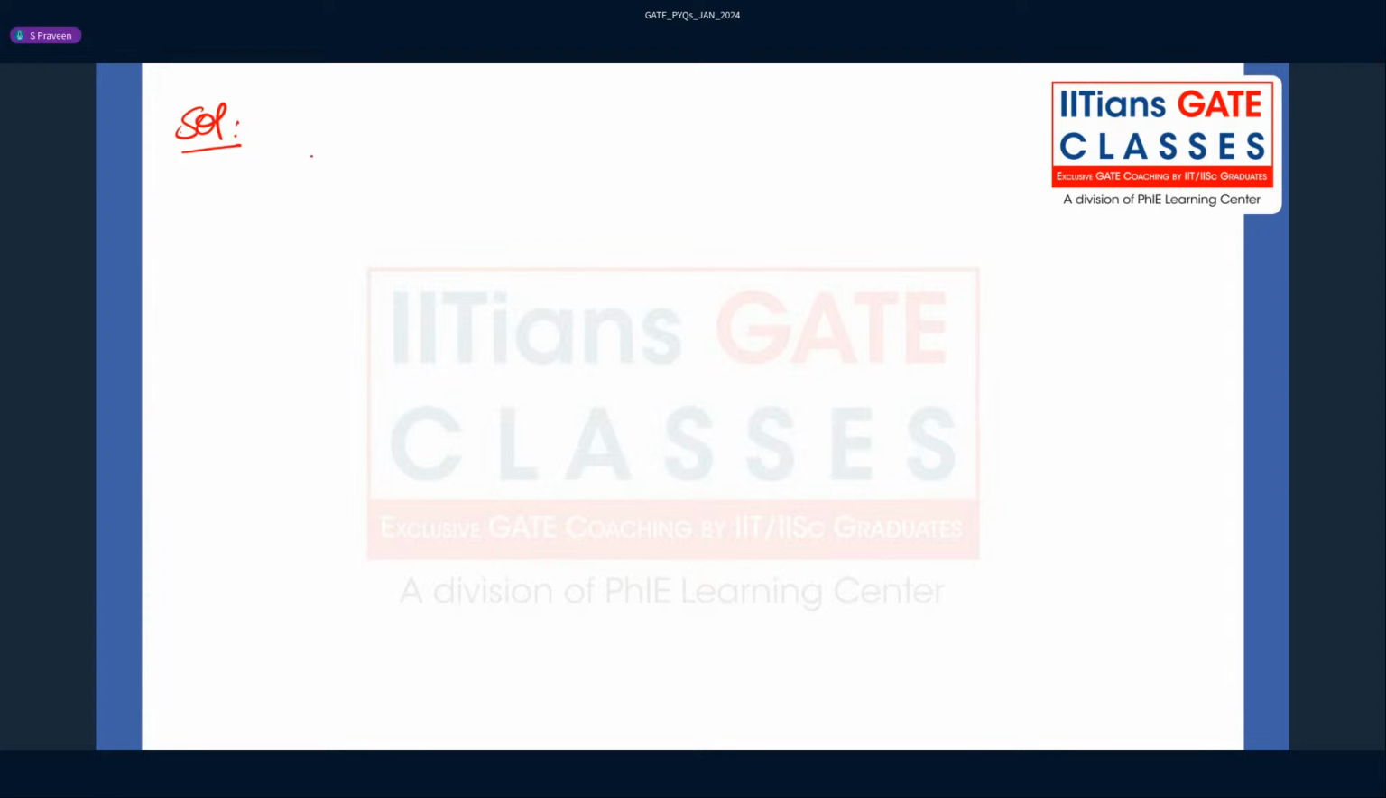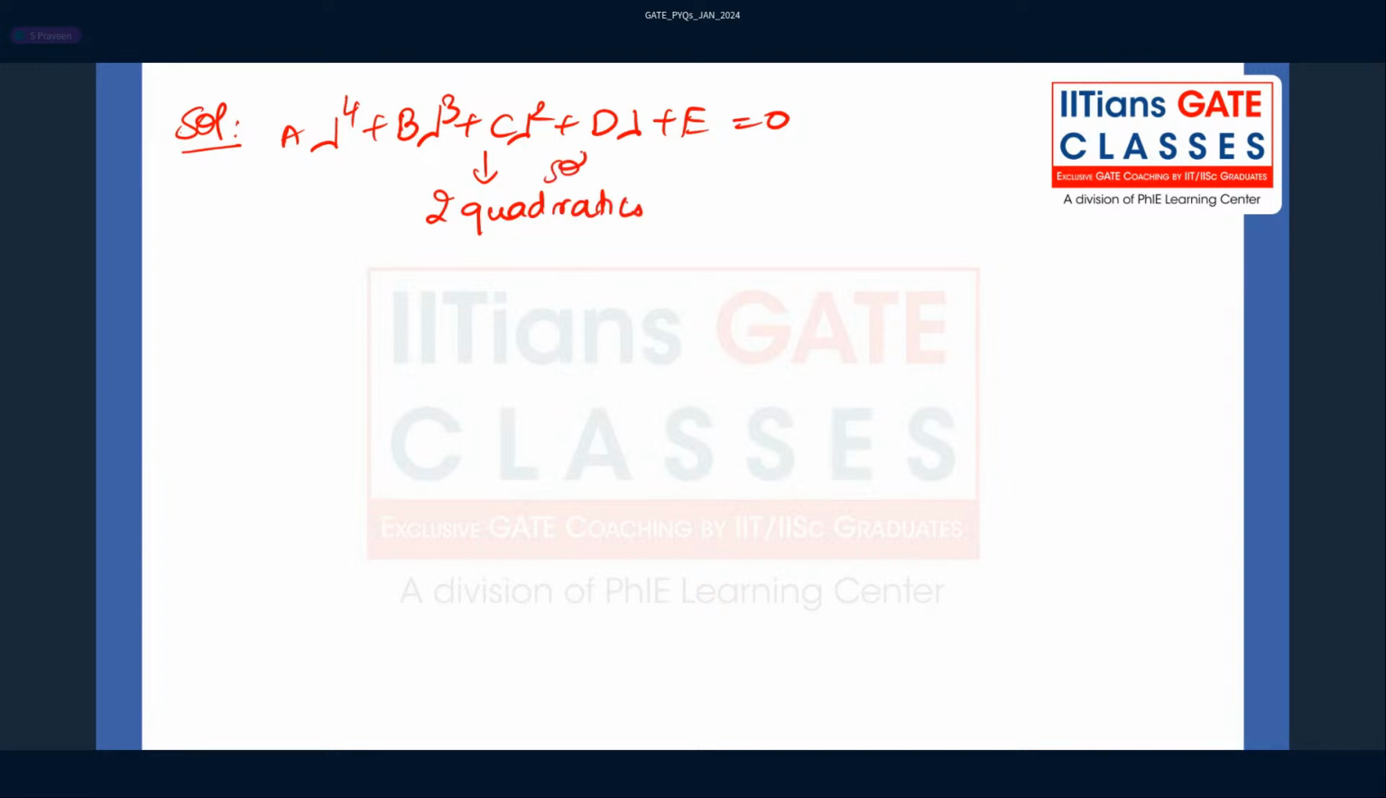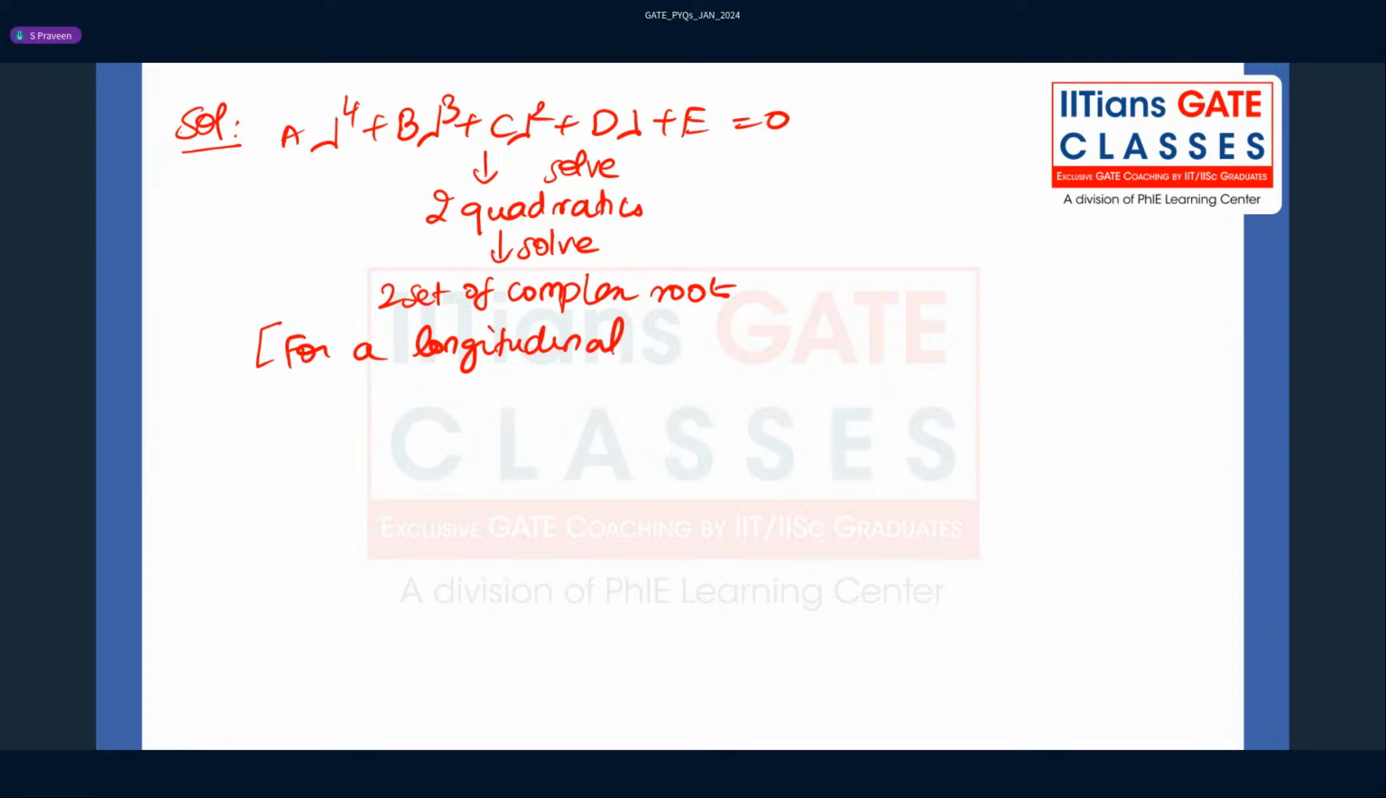So a longitudinal quartic is of this form. Okay. So you have a lambda power 4 plus b lambda cube plus c lambda square plus d lambda plus e equal to 0. If you solve this, you will get two quadratics. And if you solve these two quadratics, you will get two sets of complex roots. This is, mind you, for a longitudinal case. For lateral directional, it will vary. We'll look at that sometime.